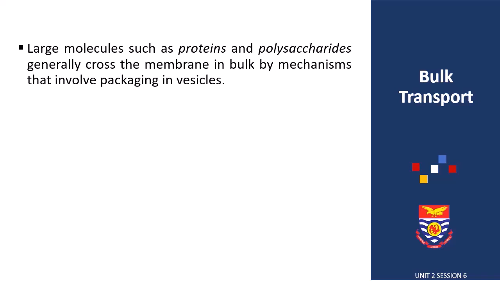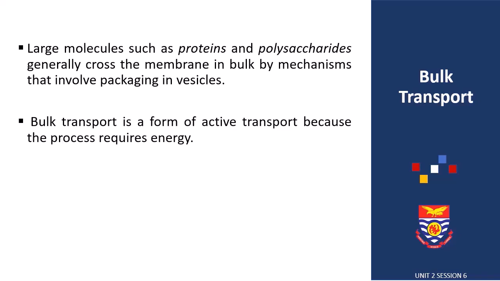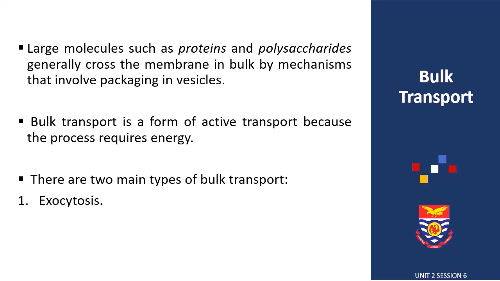This mechanism involves the packaging of these large molecules into vesicles. Bulk transport is also a form of active transport in that the process requires the use of energy in the form of ATP. There are two main types of bulk transport, and these are exocytosis and endocytosis. We will have a look at these two main types in detail in the subsequent slides.